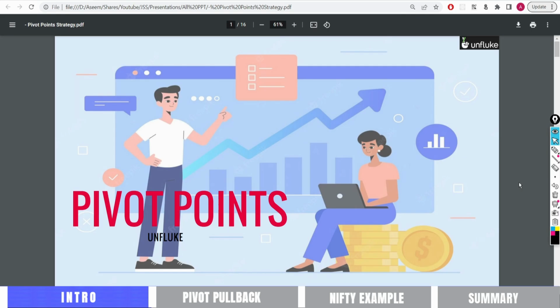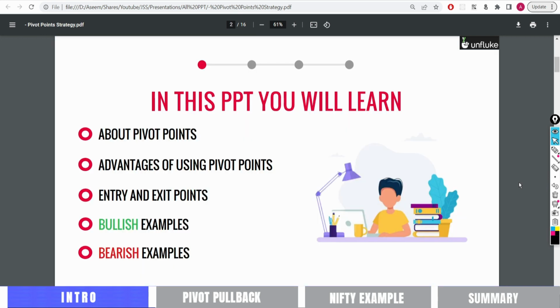Hi everyone, I'm going to tell you the rules of the pivot point strategy. And in this, I use a pullback method, and I only use one indicator, which is the pivot points, the standard pivot points. And I'm going to show you some examples, both bullish and bearish, and then we'll see some live examples also on the index.